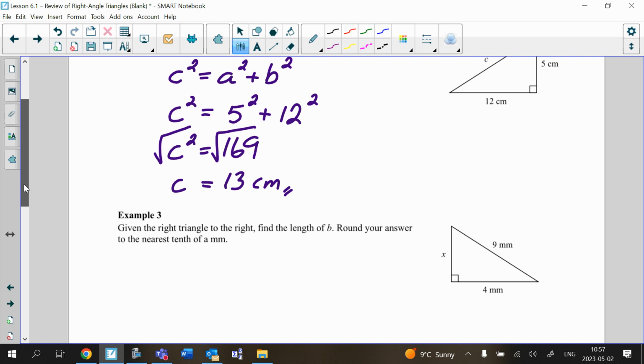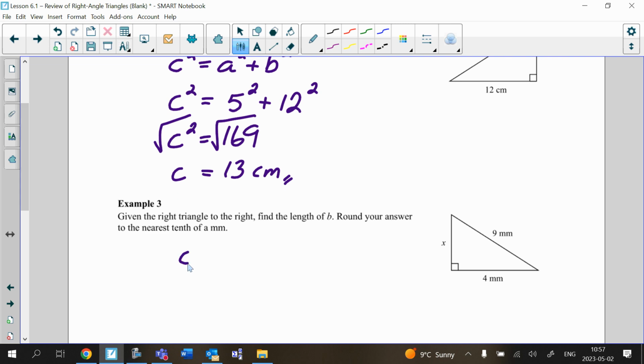I know the hypotenuse C, it's 9. So I got to replace that with 9. One of the legs I don't know, but it's called X, so I need to replace it with X. And then the other one is 4, so I replace B with 4. This one I have to do a little bit of work to figure out the unknown side.